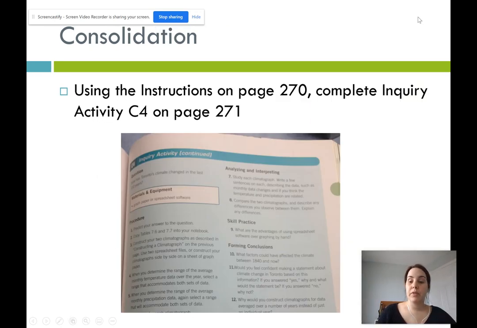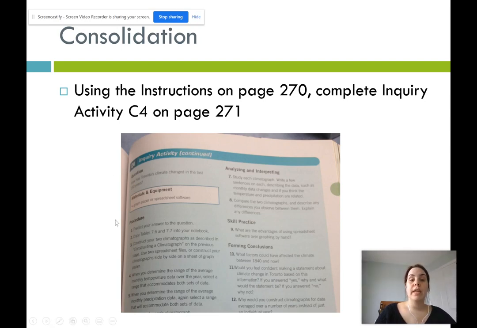So you're going to do a little bit more of an investigation now into Toronto's climate and how it's changed over time. So this is an activity you can find on page 270 of your book. Okay, and we're going to ask you to complete activity C4 on page 271. So it looks like this: C4 inquiry activity continue. There's some information and instructions on page 270. But what you're going to be doing is either using some graph paper or you can use Google Sheets like we've been using throughout this year. You're going to be tracking some data about Toronto's climate and making some conclusions about some of the things that may have impacted our climate and weather in Toronto over time.